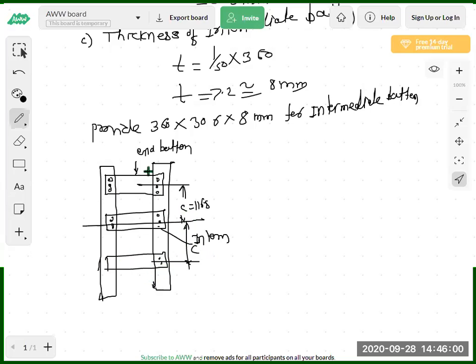Please, everyone. So this is the top, bottom means end button. All others are the intermediate button.